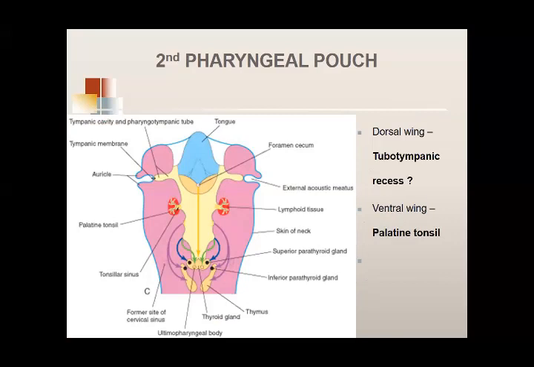Second pouch, once again, we have a dorsal and a ventral wing. Dorsal wing takes part in the formation of the tubotympanic recess. In other words, it takes part in the formation of the middle ear cavity. ये questionable है. First arch याद रख लीजिए. First arch develops into the middle ear cavity. However, the ventral wing of the second pouch develops into the palatine tonsil.